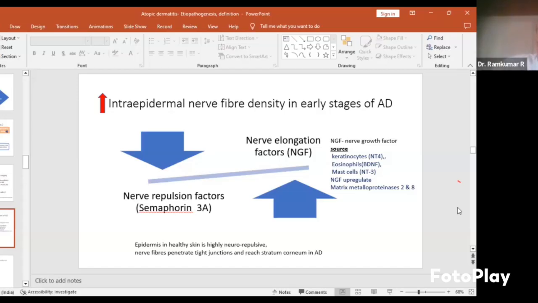I told you the nerve fibers normally have difficulty in crossing the basement membrane, but now under the influence of these nerve elongation factors, the dermis can produce more matrix metalloproteinases, which can penetrate the basement membrane, and the fibers will cross the stratum granulosum tight junction. Normally they are below the tight junction. They cross the stratum granulosum and reach the stratum corneum. That is why there is an increase in itching. This hyperexcitability is because of the increased intraepidermal nerve fiber density, and nerve repulsion factors are reduced.